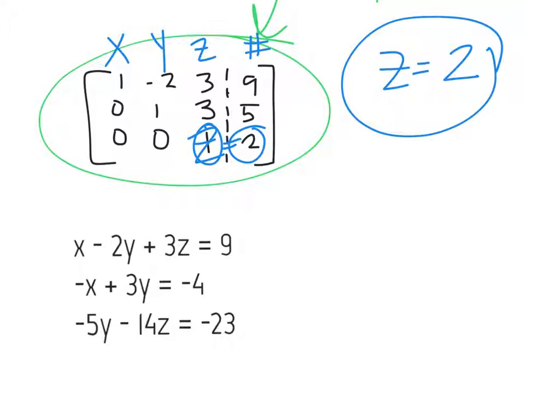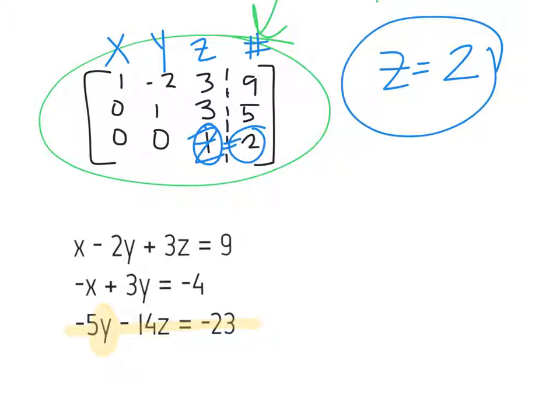So here's the original problem, and if I plug in Z to this equation, that means I would still have an X and a Y that I don't know the value of, so I could not plug into this one. If you look in the second equation, I don't have a Z, so I can't plug into that equation. But if I look at the third equation, I have a Z and only one other variable. So I'm going to plug into the third equation and solve for the Y.